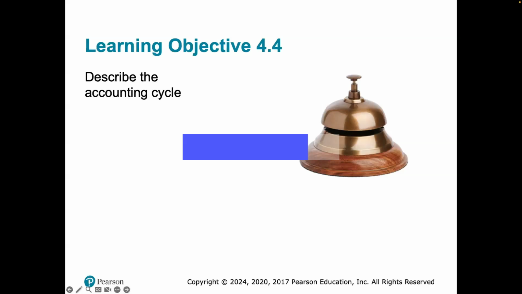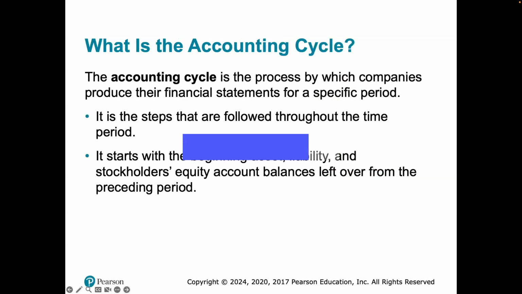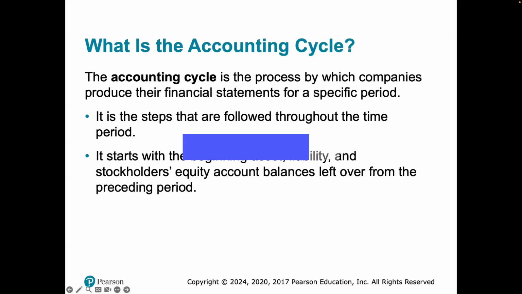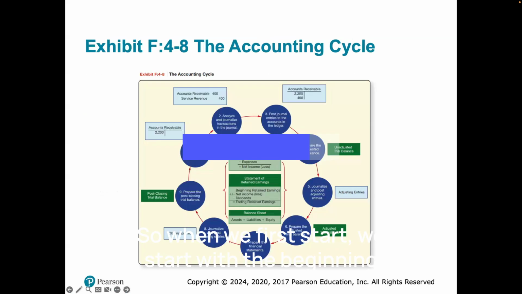So let's go back. We did this in the last chapter, and let's do it now as we move forward and close out the accounting cycle. The accounting cycle is the process by which companies produce their financial statements for a specific period. And now we're going to do the closing steps of it, the steps that follow throughout the time period. It starts at the beginning with asset, liability, and stockholders' equity account balances left over from the preceding periods. So when we first start, we start at the beginning with nothing, right?